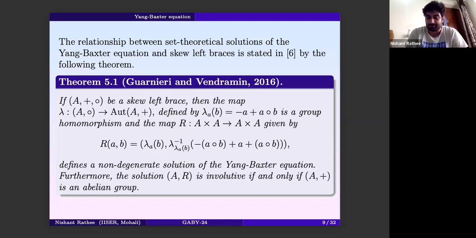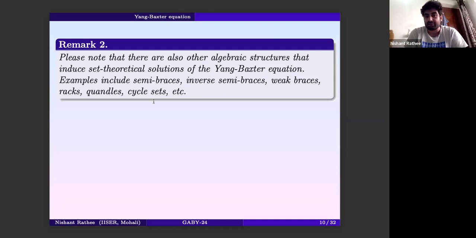The techniques we still have now. So I want to remark that I talked about the skew brace structure, but there are many other algebraic structures people used to study in this setting. For example, semi-braces, inverse semi-braces, weak braces, Rex, quantals, etc. Also, my postdoc supervisor mainly works on these Rex and quantals.